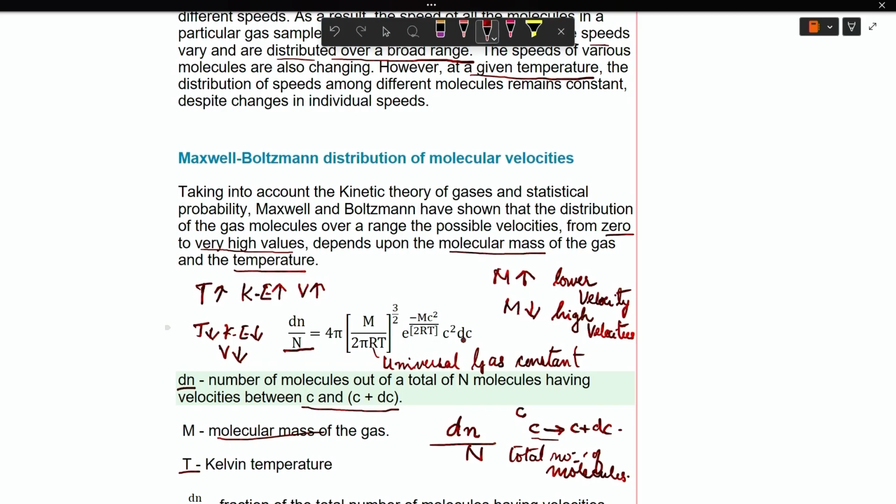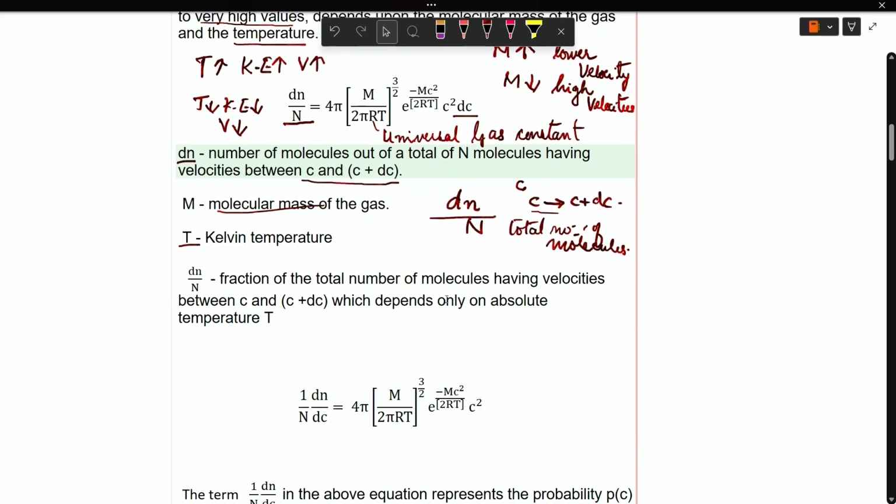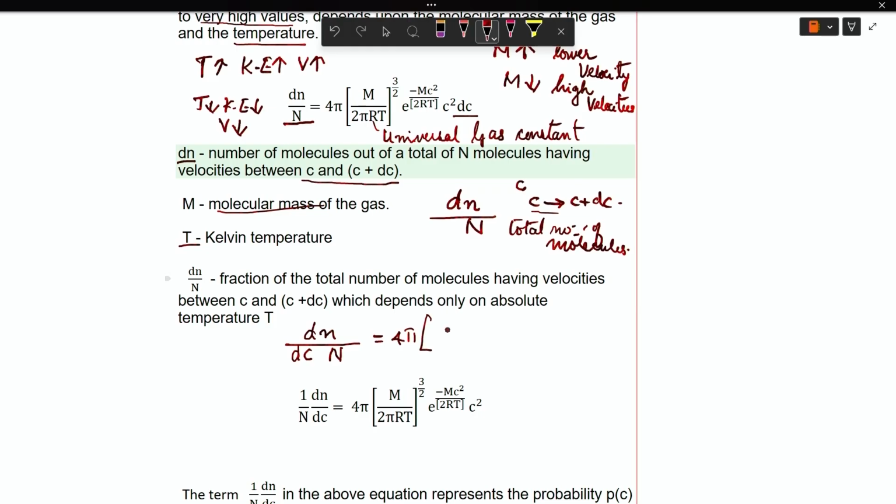Now, what I am going to do is take this dc to the left hand side. We will have the term 1 by N, because dN and dc go together. Taking dc to this side, it is in the numerator, so it goes to the denominator. So, actually it will be dN by dc in the denominator, capital N is there, equal to 4 pi (m by 2 pi RT) whole raised to 3 by 2 into e to the power minus mc square by 2 RT into c square.